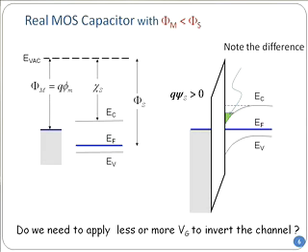Now you realize, had it been the other way around, phi sub m being greater than phi sub s, in that case, I might have needed more because it had bent in the opposite direction, and therefore I might have needed more to bring it back and invert it. So this is the extra factor, the phi ms, that comes into the threshold voltage considerations.